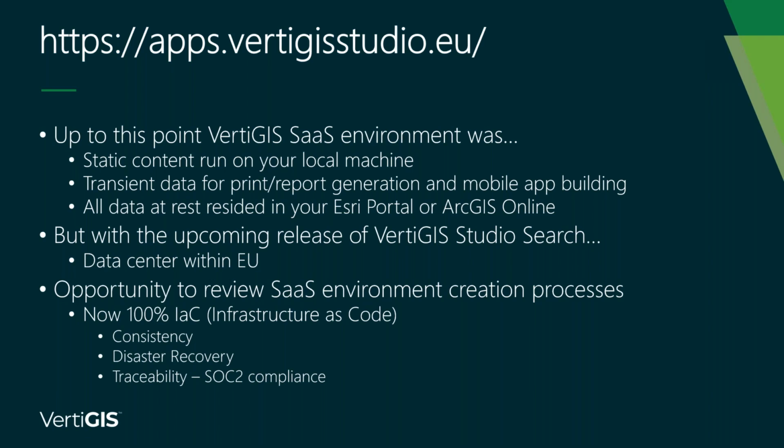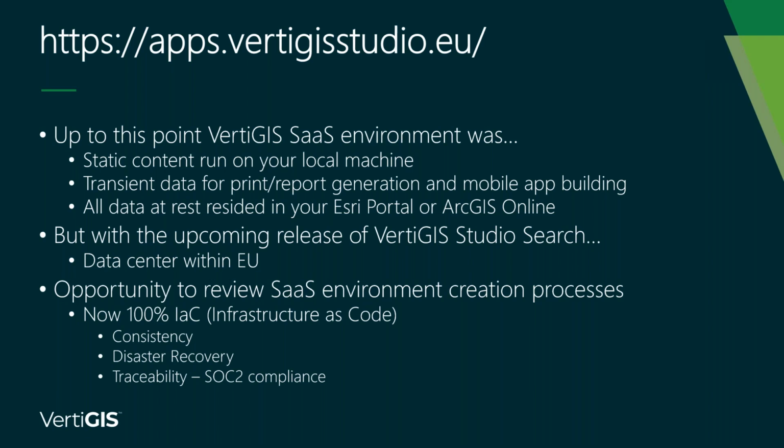If you are a North American customer, generally speaking, you're going to want to go to apps.vertigistudio.com. The data center is in North America. The URL is .com. And if you begin using VertiGIS Studio Search, your data is staying in North America. If you are a European or an EU customer, you can begin now using apps.vertigistudio.eu. And when you begin to use something like a search product, the data center that backs that is in the EU.